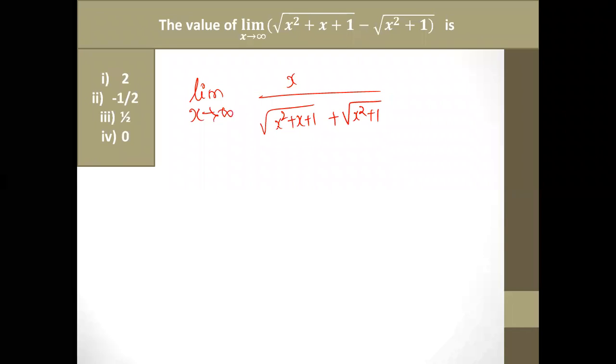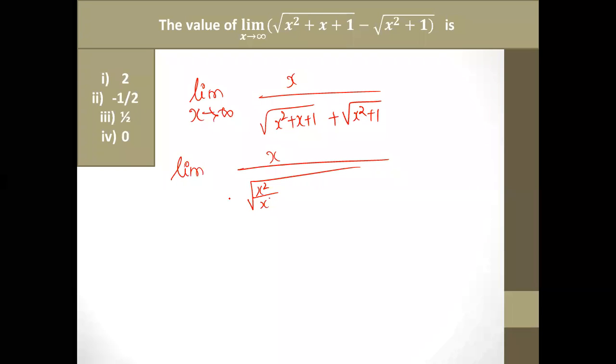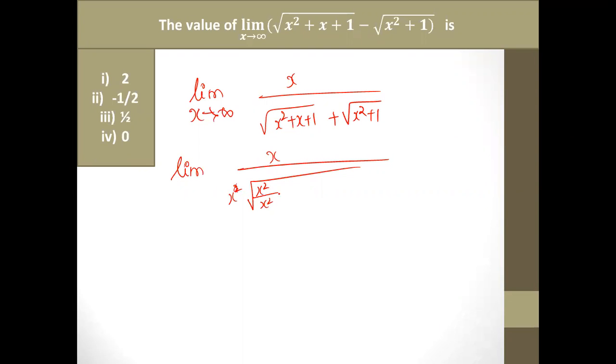So what I'll be doing, inside the denominator, inside the square root, I'll be dividing by x square. So we will see what we will get. So it is x divided by square root of x square by x square, multiply and divide by x square. Taking the square root, x comes outside. Is it clear? I'm taking x square common.